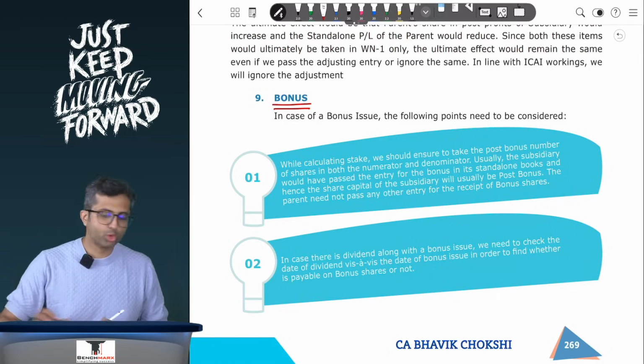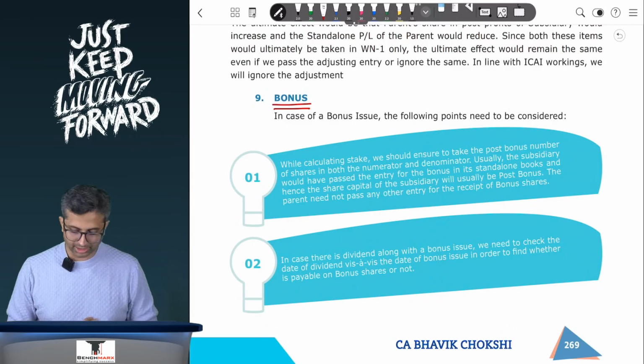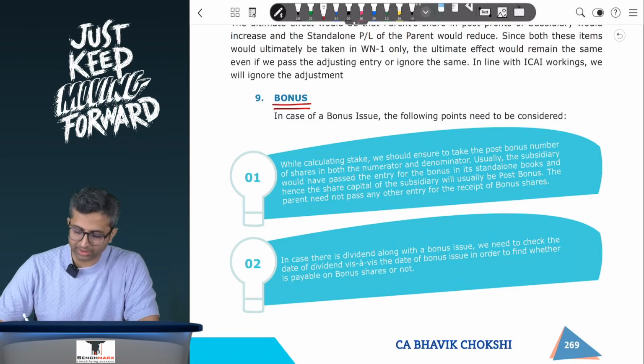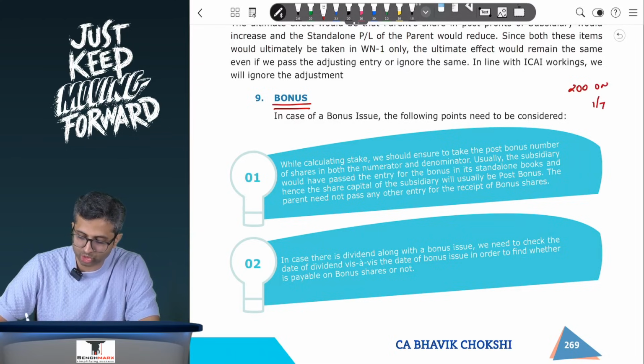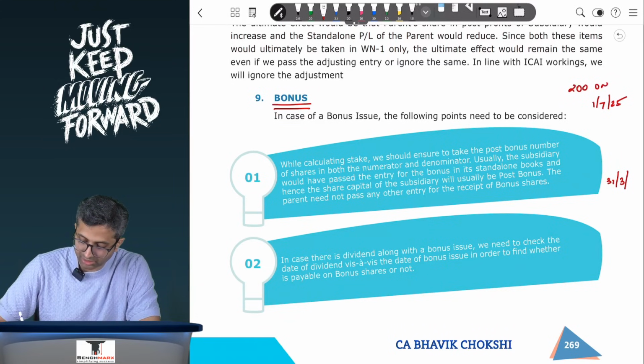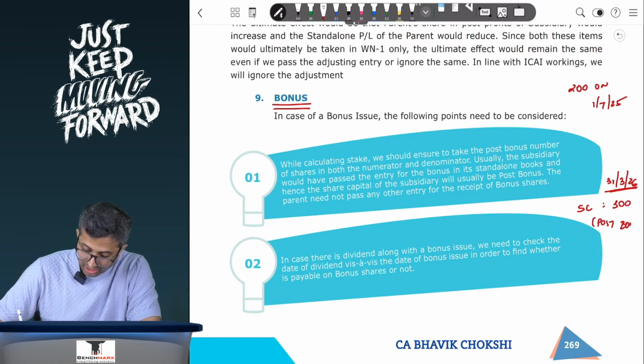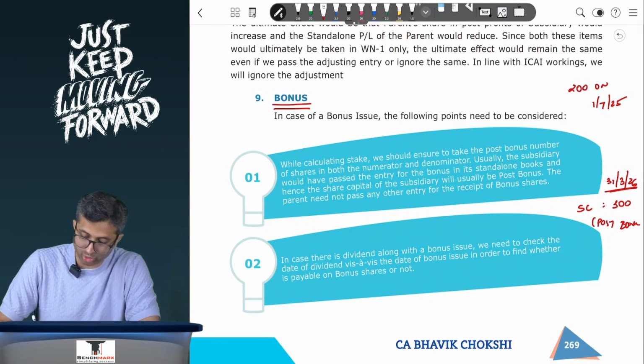So when you look at bonus adjustment, the first thing you have to see is the number of shares. Sometimes a question might say that we acquired 200 shares on 1st July 25. It will give a balance sheet of the company on 31st March 26, but this balance sheet might have the share capital of the subsidiary worth, for example, 300, but this may be post bonus. So you might have to calculate the stake properly. You can't compare 200 with 300.